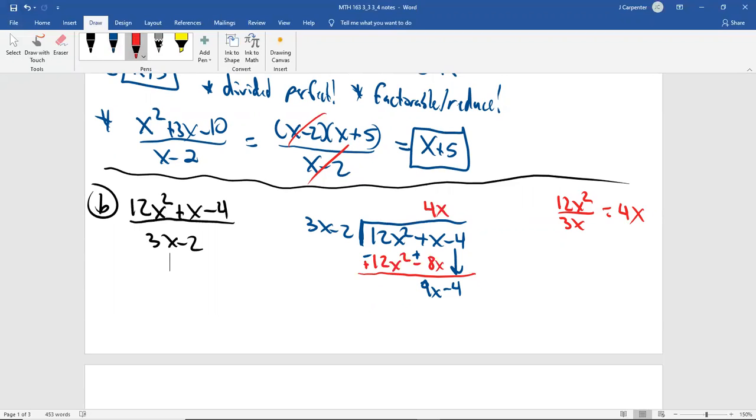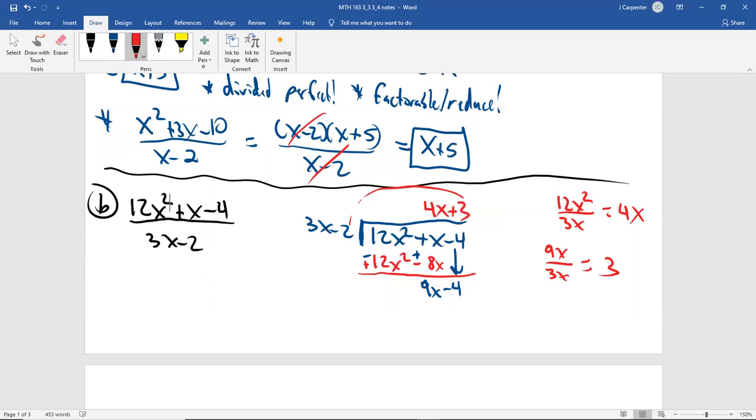Now we're going to divide again. The 3x and the 9x. So we get 9x divided by 3x, which is 3. I cannot just put a 3 here. I got to put the plus there. That's mandatory. Then we take this 3 and I did not show that distribution very well.